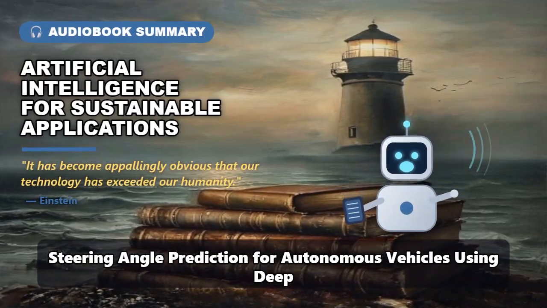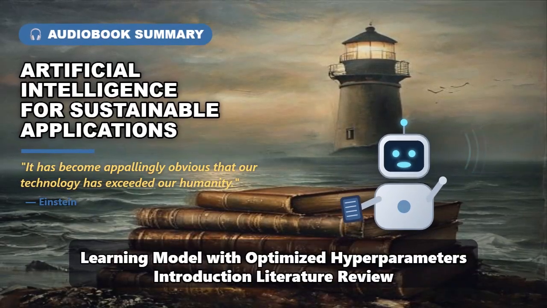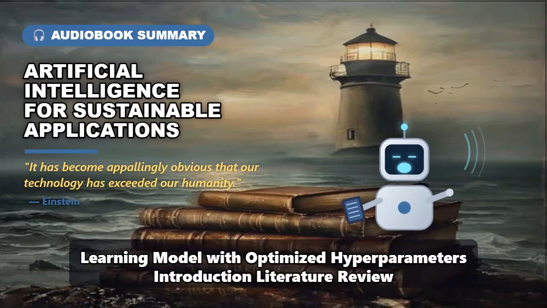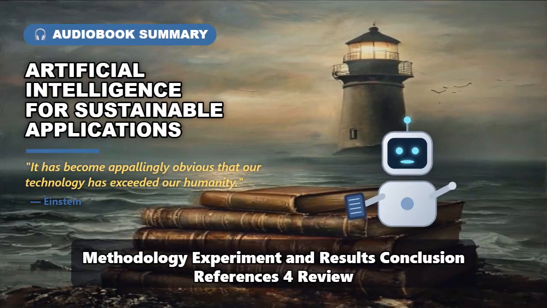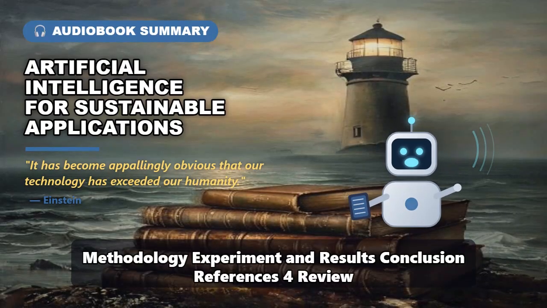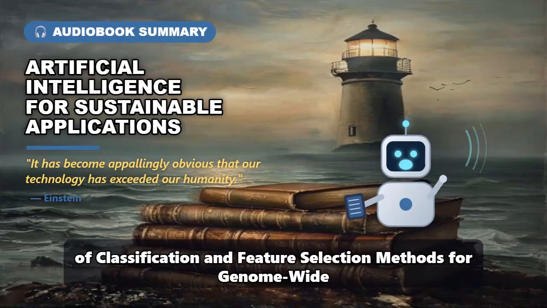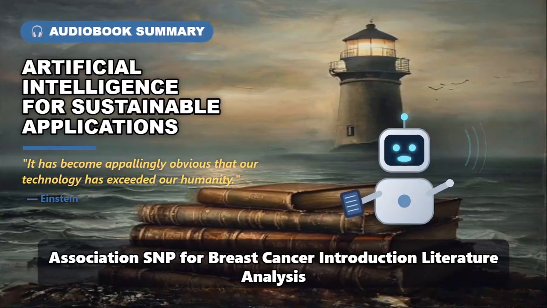References: 3. Steering angle prediction for autonomous vehicles using deep learning model with optimized hyperparameters. Introduction. Literature review. Methodology. Experiment and results. Conclusion. References: 4. Review of classification and feature selection methods for genome-wide association SNP for breast cancer.